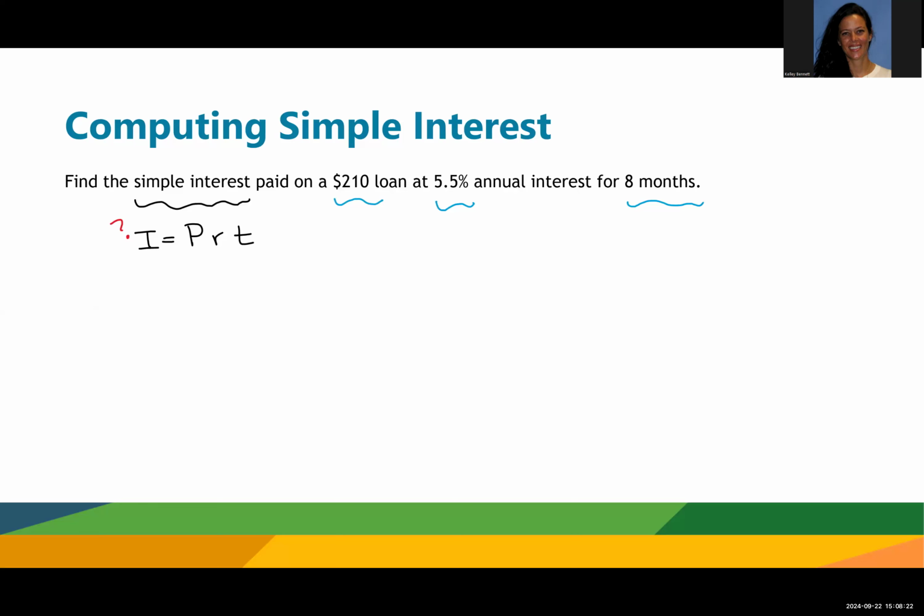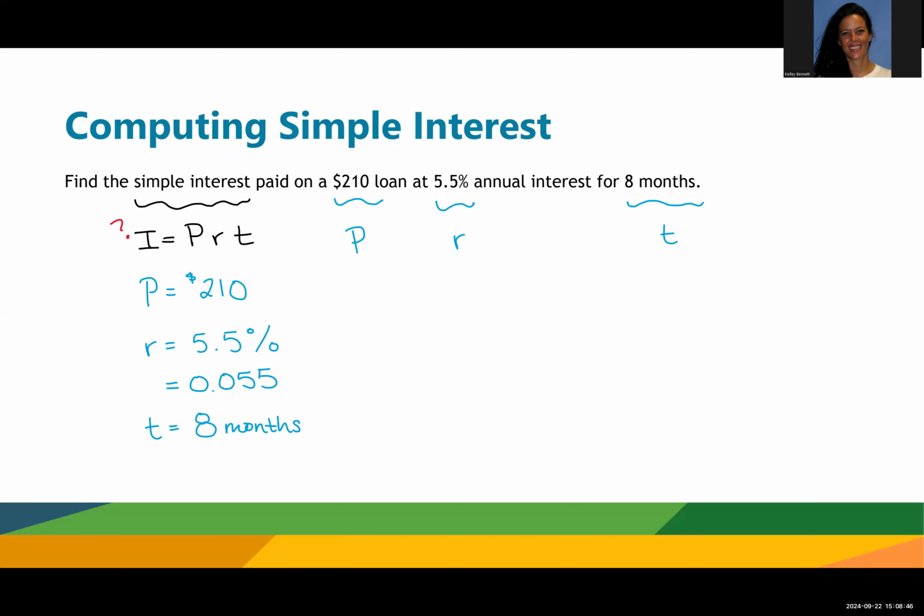I've got my values. $210 is the loan amount, 5.5% is the interest rate, and 8 months is the time: P, R, and T. So to capture what we have, I'm almost all set to plug this into my equation. But I need to convert R into a decimal, so 0.055.